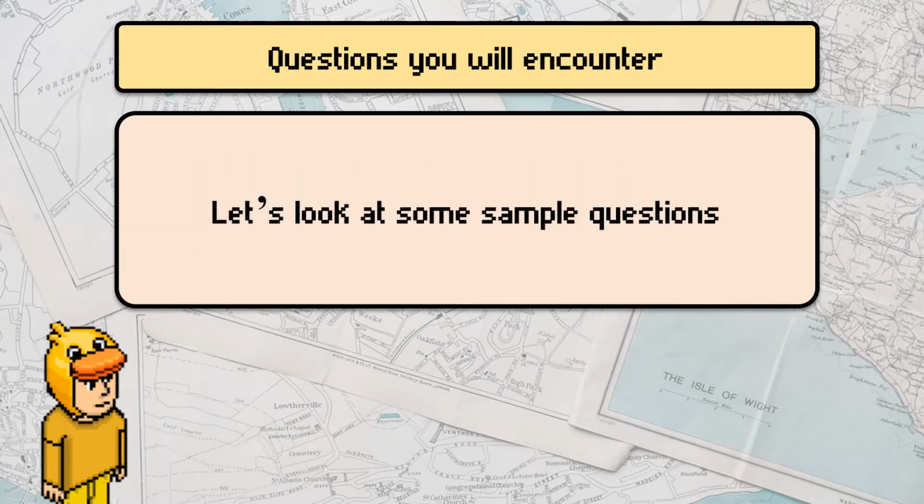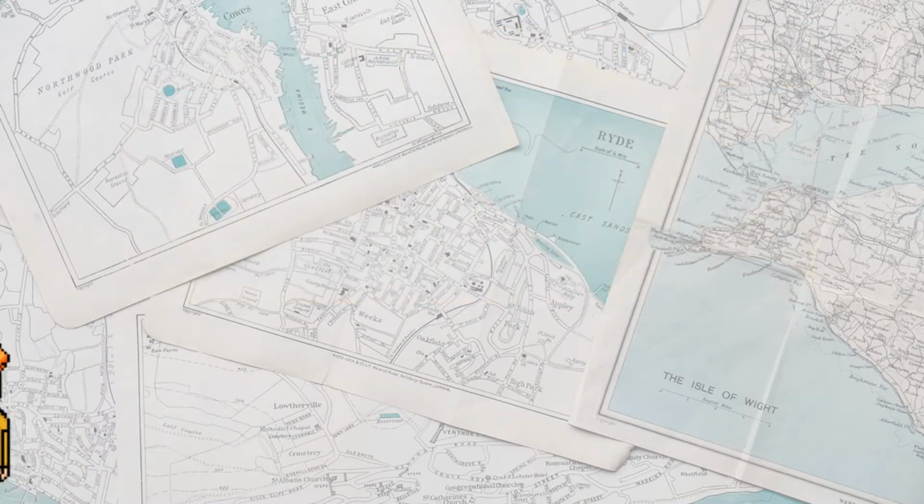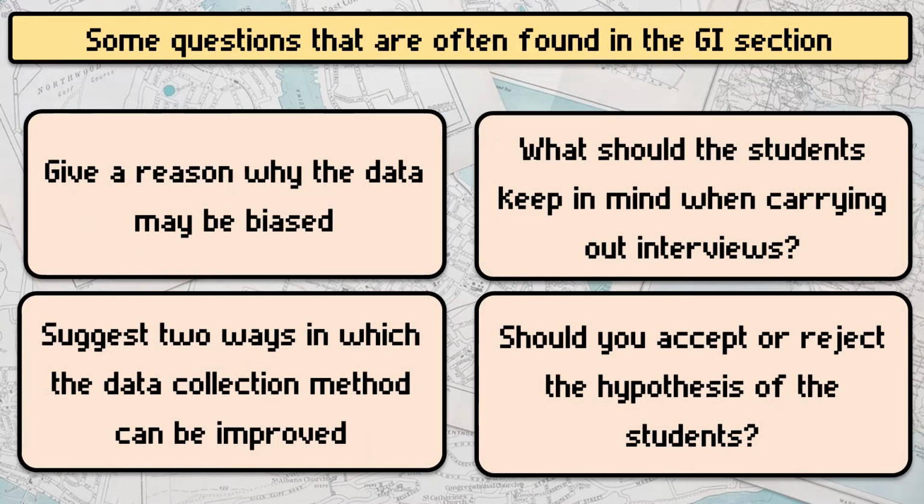Let's take a look at some sample questions. These are the questions that you will perhaps encounter in your examinations. The questions may sound like this. For example, give a reason why the data may be biased. This asks you to investigate their methods. Secondly, should you accept or reject a hypothesis? Suggest two ways in which the data collection method can be improved. From these questions, what you should understand is that you are supposed to give suggestions or critique the way in which people did their research and provide suggestions on how they can improve the GI that they have done.